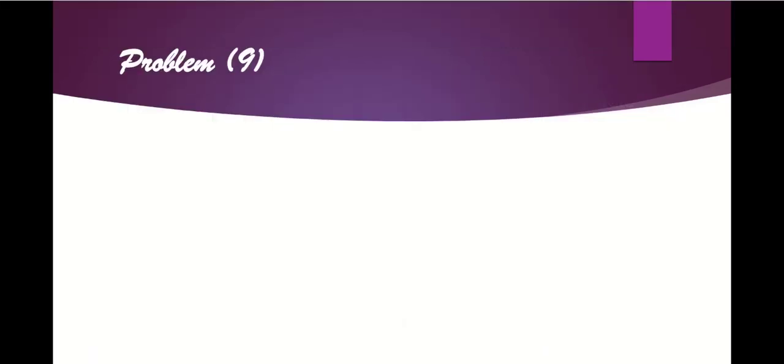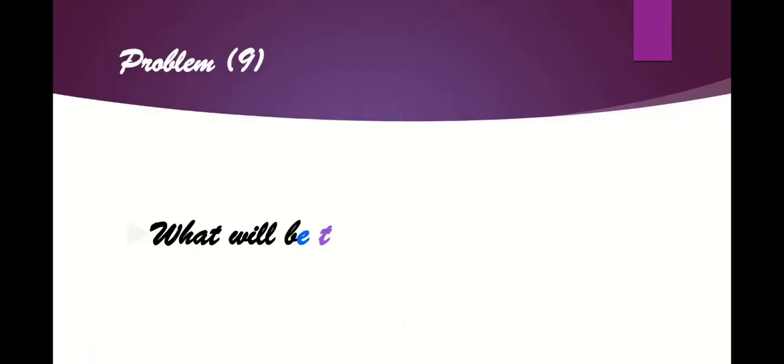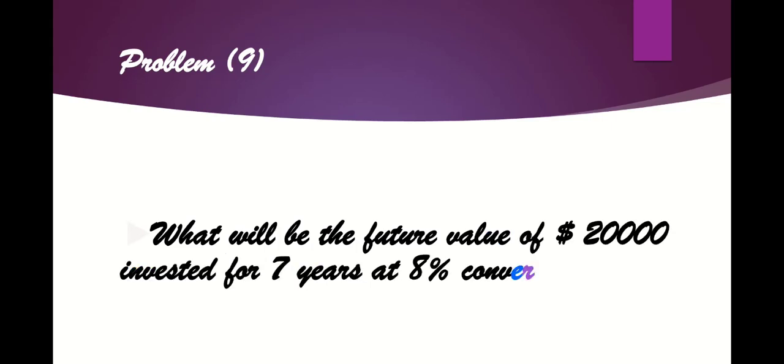Problem number 9. What will be the future value of $20,000 invested for 7 years at 8% converted quarterly? So in this example, we need to calculate the future value. It means we need to calculate the amount for the principal or the present value of $20,000.